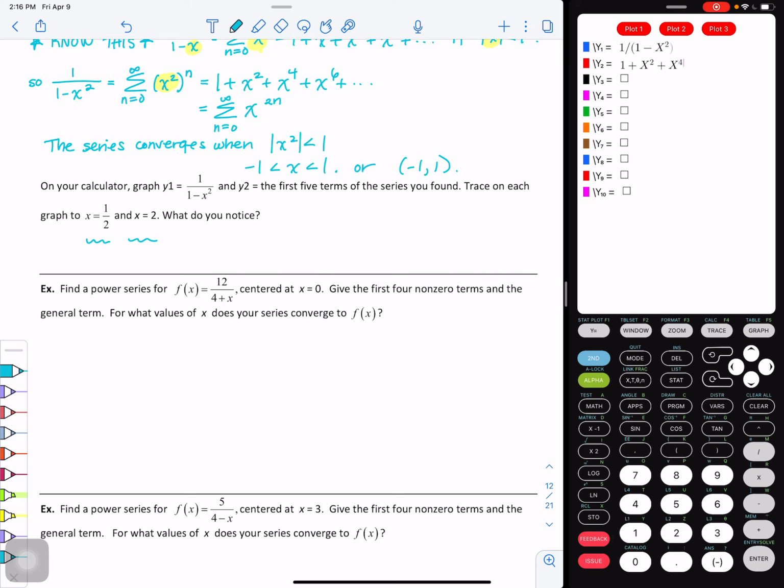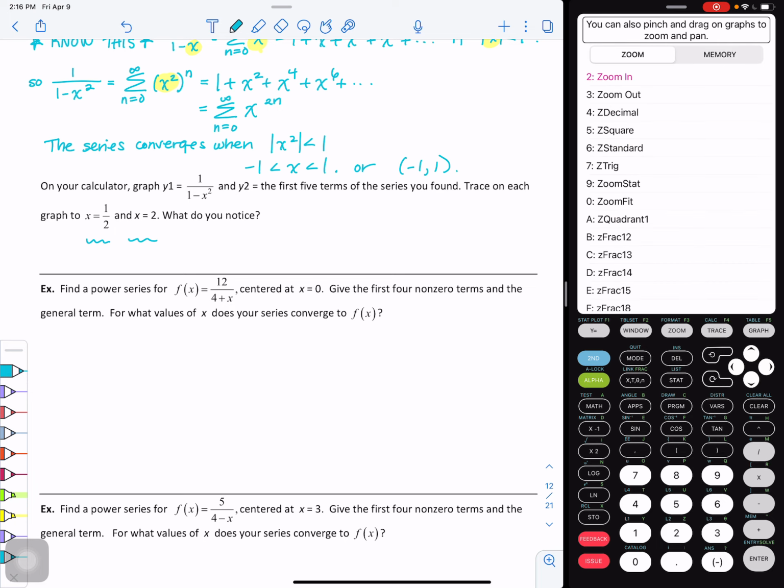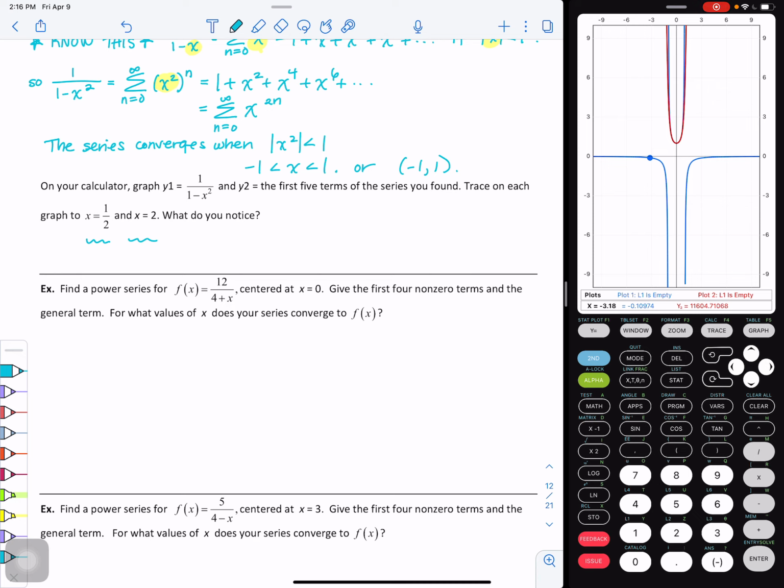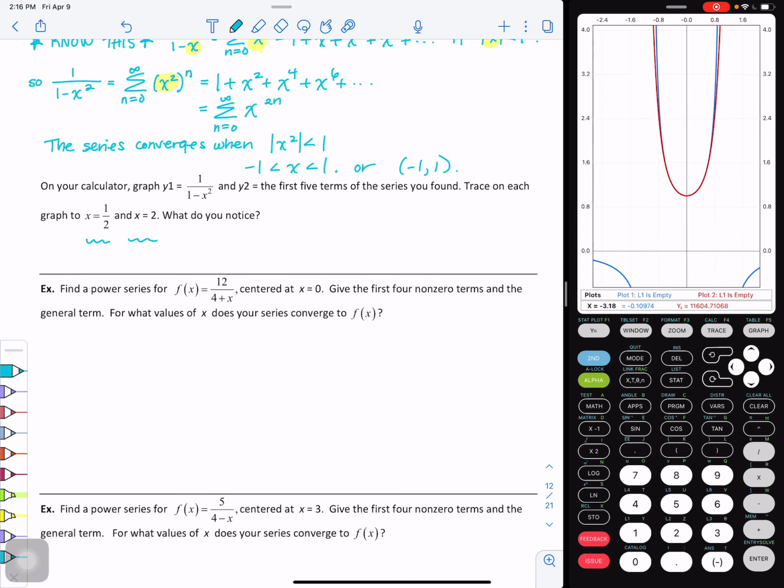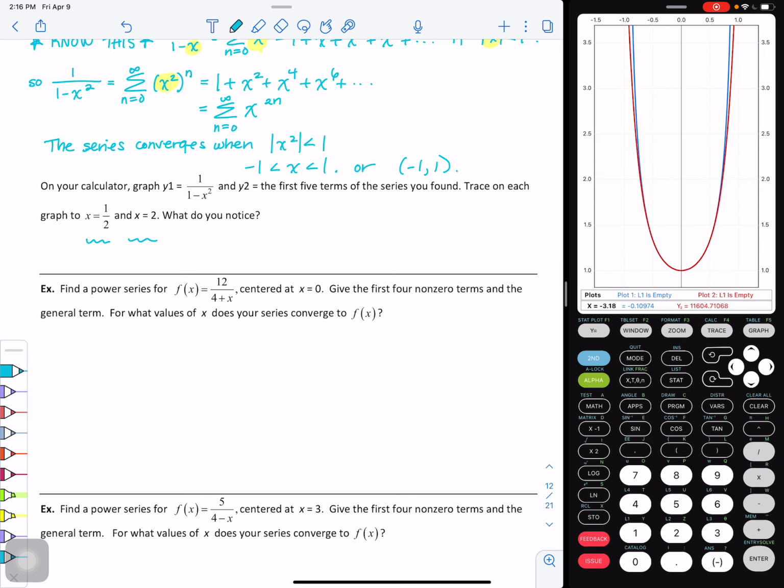And how many did they want? The first 5 terms plus x to the 6th plus x to the 8th. Okay? And we're going to just zoom 6 first, and then I will zoom in. Okay? And so what do you notice? Do you see that both curves here are about the same? Only when x is between what? When x is between -1 and 1. So you could press trace and press a 1.